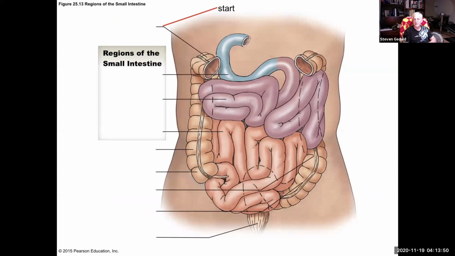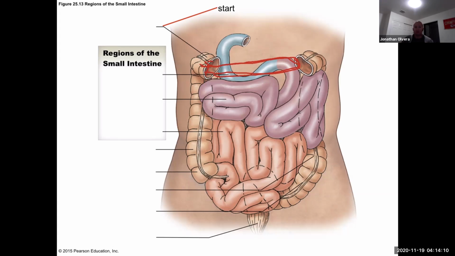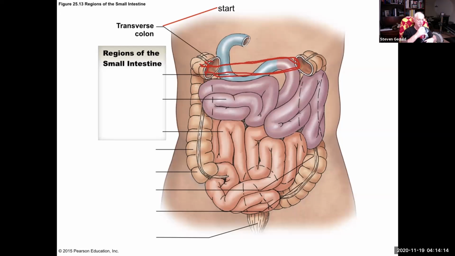All right, who's paying attention? What's this pointing to? What's this section right here? It's kind of been cut away. This is pointing to this area right here. What is that? Transverse colon. Perfect. Next one points to the blue area. That would be what? The duodenum of the small intestine. That's the first section of small intestine, because remember, your stomach's right here, and that's where your esophagus enters.